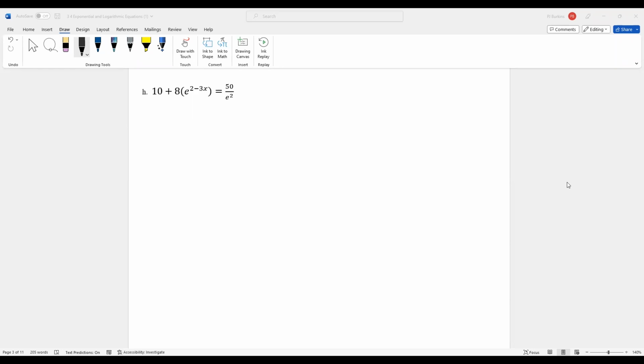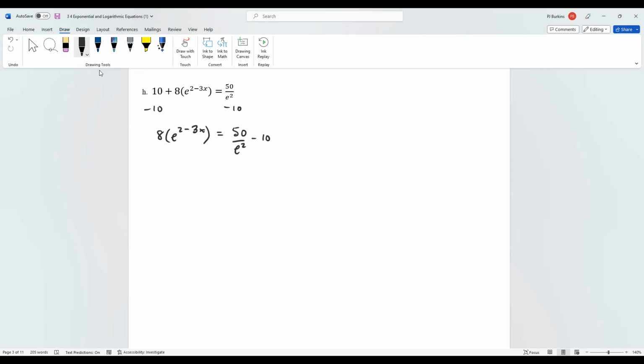All right, so this one here is not going to work out very nicely. By that, I mean the answer is going to not be very pretty, but we got to see how these things work out from time to time. So first off, we got to get this exponent with the x by itself. So I'm going to subtract 10 from both sides. So I have 8 times this exponential, and then this is going to be 50 over e squared minus 10.